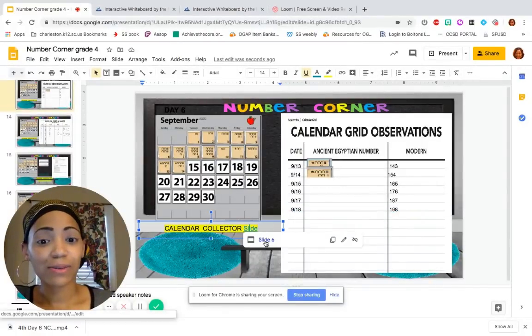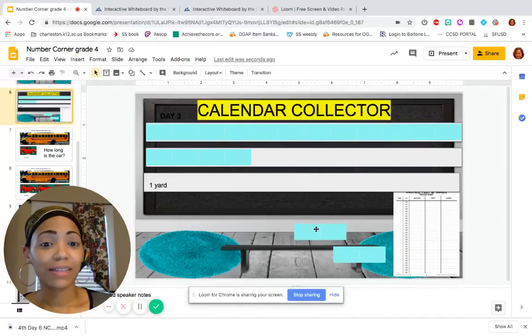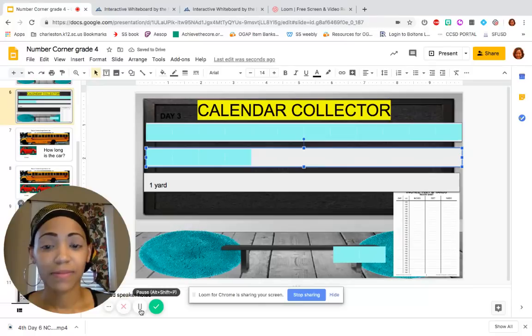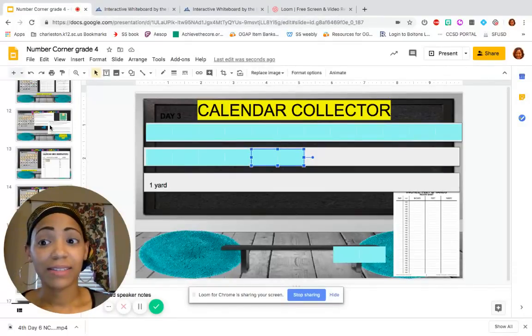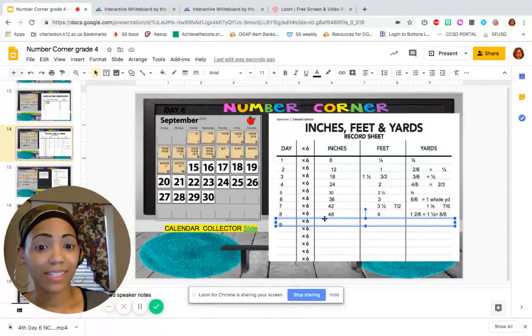Now let's update our calendar collector. So, 9th day of school, so far we've collected 8 6-inch pieces. And today is going to make our 9th 6-inch piece. All right, there we go. We've collected our 9th 6-inch piece, and now we need to add that to the recording sheet that we just started the other day. So it looks like we have 9 times 6, which is what?